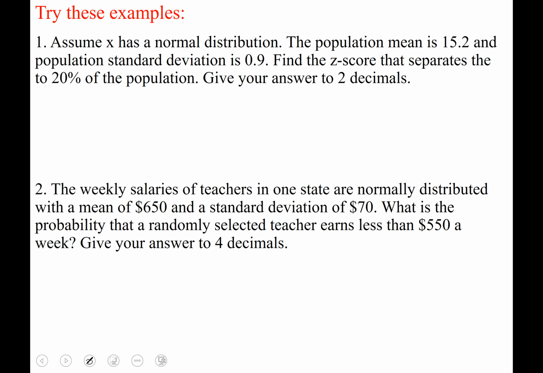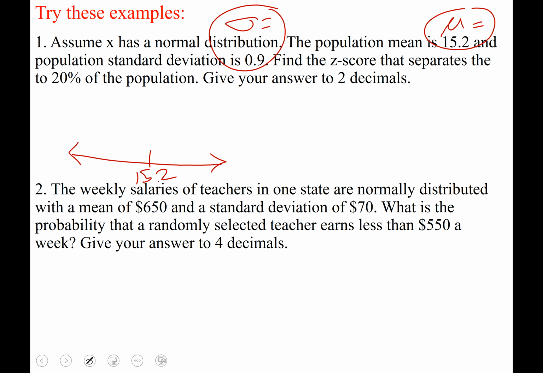This population mean is 15.2, so that goes in the middle. Standard deviation is 0.9, so that is my sigma. And they want us to find the z-score that separates the, typo, the top 20% of the population. Well, if you didn't pick up on that typo, you might want to pause this video again and finish trying this question.